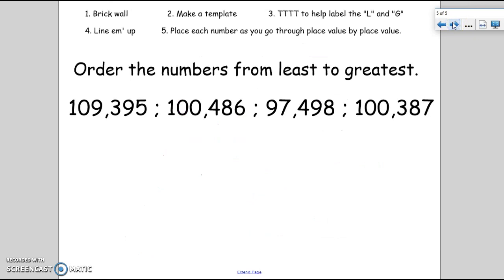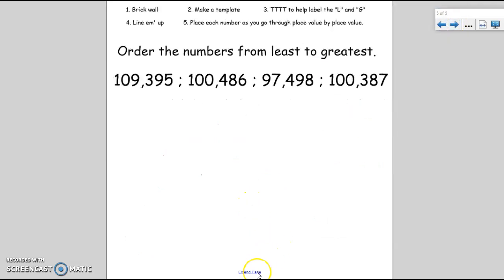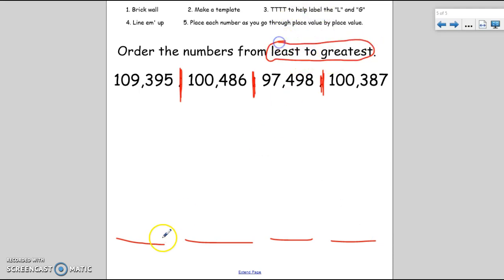And this one's a little bit different because you'll notice, maybe, once I get a pen here, once I brick wall it, again, we have 4 numbers, so I'm going to make my template with 4 spaces. You'll notice that when I talk to the text, it says least to greatest. So I'm going to put the least here and the greatest here. And when I go to line them up, you can see a 6-digit number, another 6-digit number, but here I have a 5-digit number, and then again another 6-digit number. And that 5-digit number is going to require some thinking.